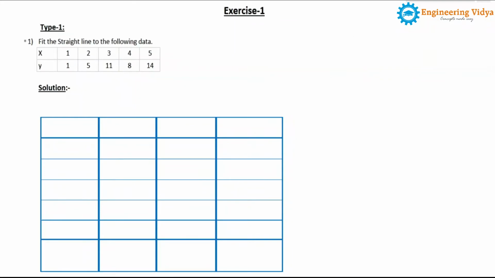In this lecture, we'll start the solution of problem number 1 of type number 1. Here the problem is given. We have to fit the straight line to the following data samples. Here 5 data samples are given for the variable x and for the variable y.